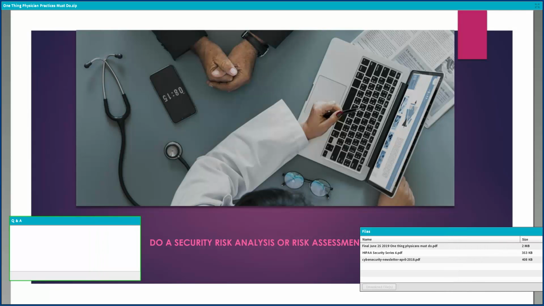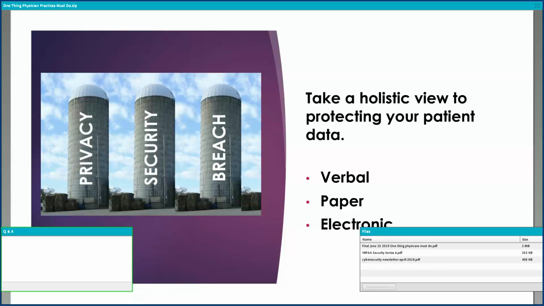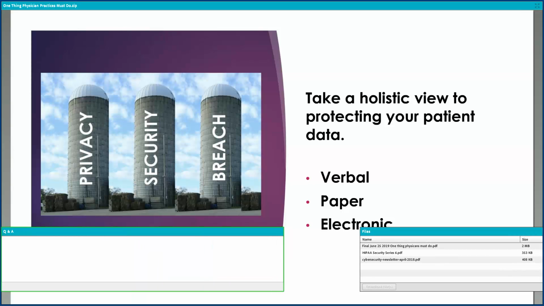And again, as a reminder, we apologize for it feeling very redundant, but take a holistic approach, considering all of your people, processes, and technology within your organization, whether it be verbal, paper, or electronic. Consider all of those aspects of your healthcare organization so that you can identify any vulnerabilities or weaknesses.